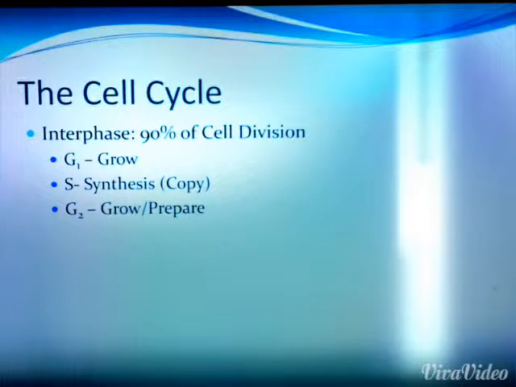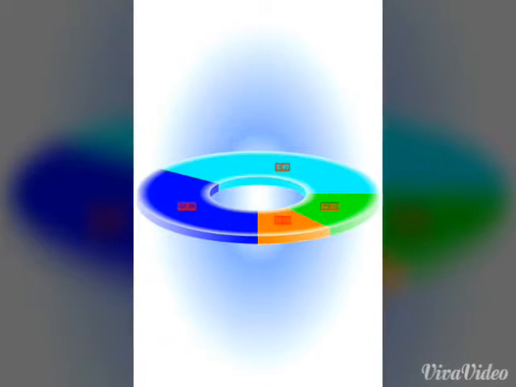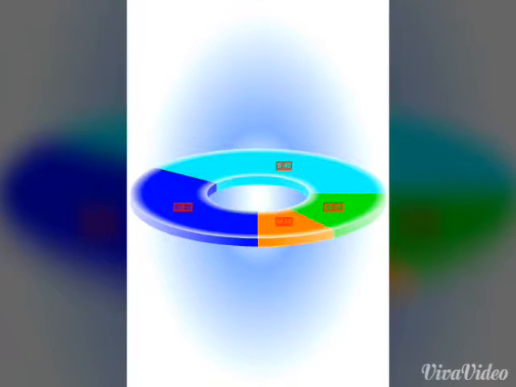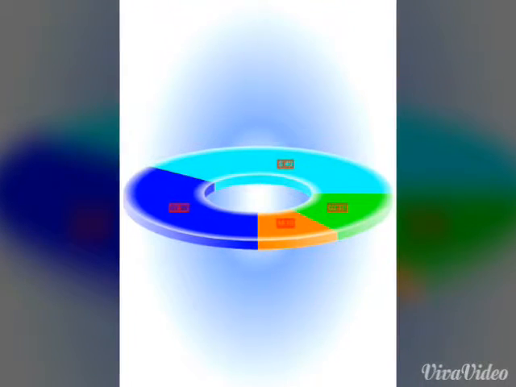Next is G2, or grow 2. The cell is growing to prepare for mitosis. As you can see here, mitosis really only takes up a small portion of the cell cycle.